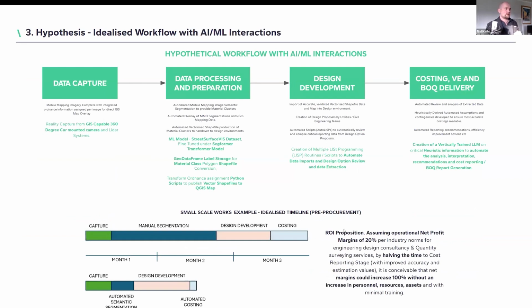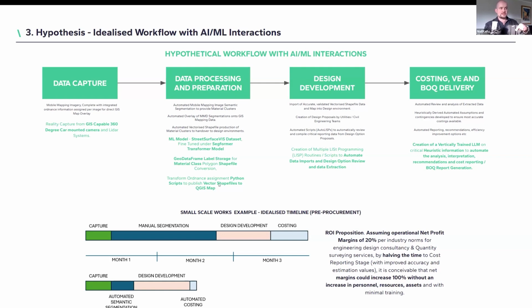So in order to realize this hypothetical workflow, we had to actually understand which machine models we could nominate. So initially for the data capture, you do need a GIS capable 360-degree car mounted camera. And then for the data processing, we nominated the street service viz data set in combination with the SegFormer transformer model. Understand that that was actually after a number of sequential reviews of different options and different tests that we came to that conclusion. The shapefile material class then had to have the metadata stored under the geodata frame label storage, so that that information via Python script could be published across the different design environments.